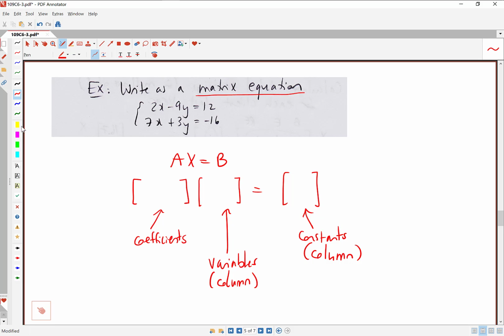Okay, so let's look up at our system of equations here and just pull out our constants, or sorry, our coefficients. Let's do those first. So pulling out the coefficients in the order in which they appear: 2, -9, 7, and 3. So that's our matrix A representing the coefficients. Matrix X represents the variables, just in the same order that they appear in the system of equations. So that's X and Y. And then when we say constants, we mean the numbers from the right side of the system. So the 12 and the -16.